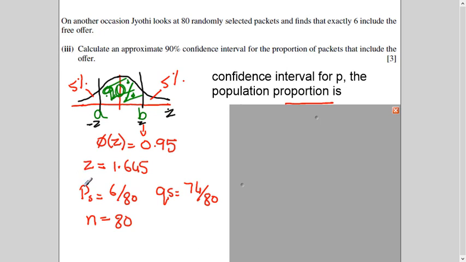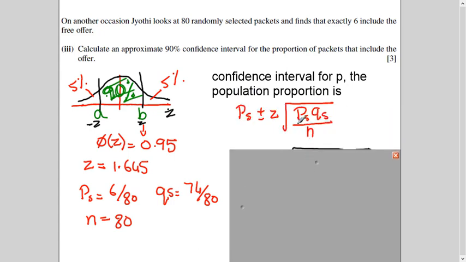So now we have to find the confidence interval for the population proportion, p. So you need to know the formula for that. And the formula is this, right? The proportion of a sample, p_s, plus or minus Z times the square root of pq over n, where n is the total number. If you add, it gives you the upper value, and when you subtract it, it gives you the lower value.